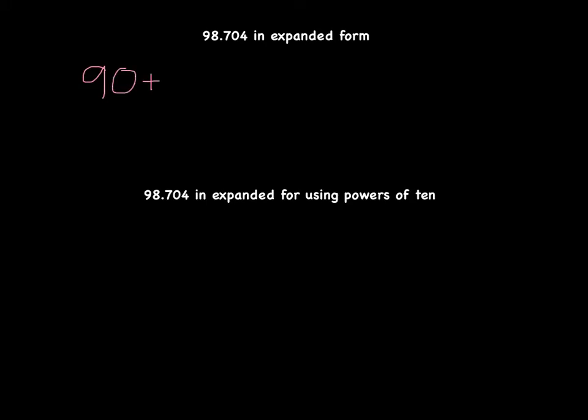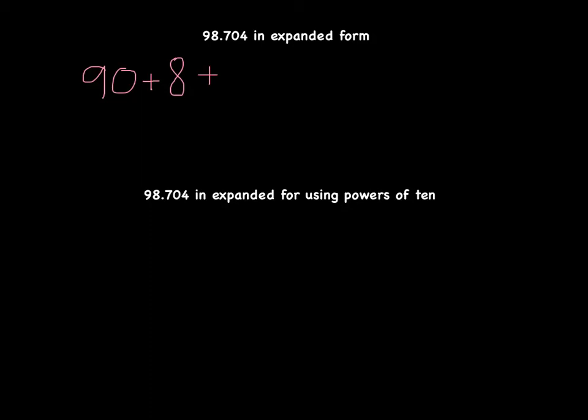Remember, with expanded form, we're just breaking this number apart and writing down the value of each digit. So if I start with the greatest value, that 9 is in the tens place, which means it's worth 90. Then I'm going to move to the next place. I see the 8's in the ones place. 8 ones is just 8. Here's where things get different. Here's the 5th grade part. Now I look at the 7. The 7 is in the tenths place. That means it's worth 7 tenths.